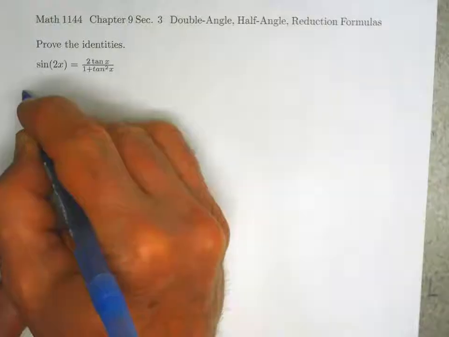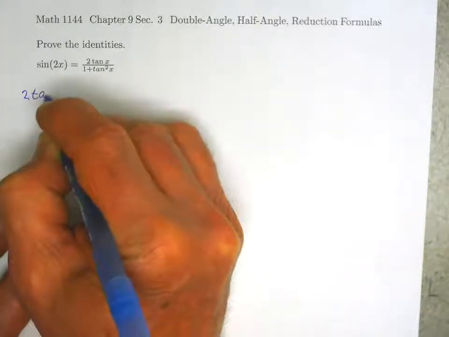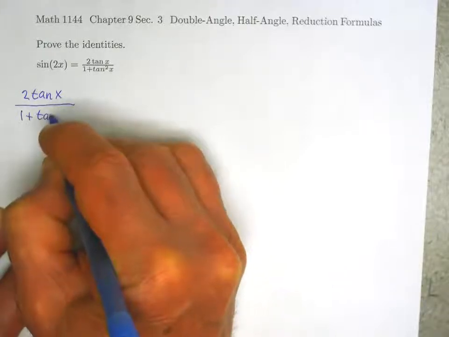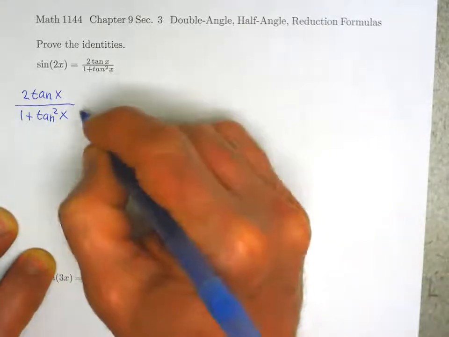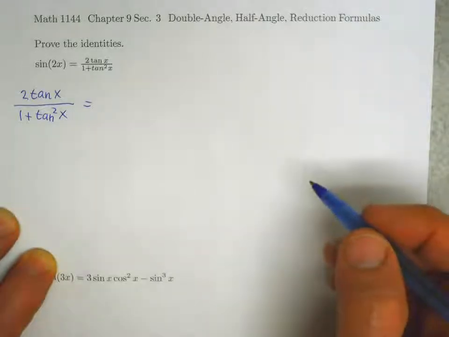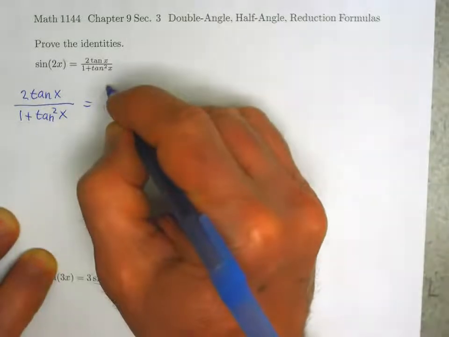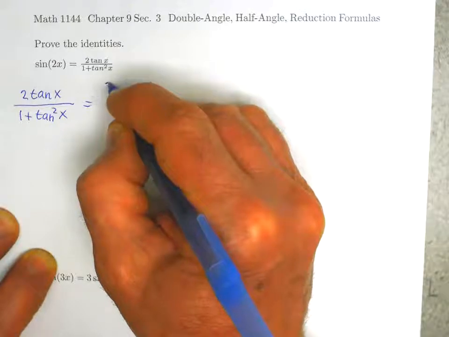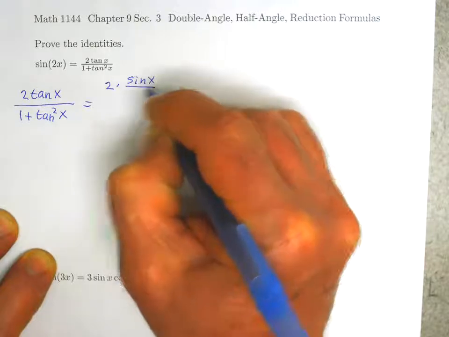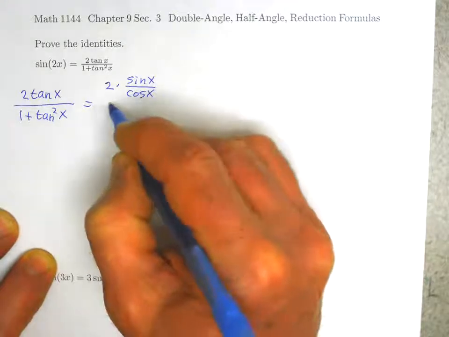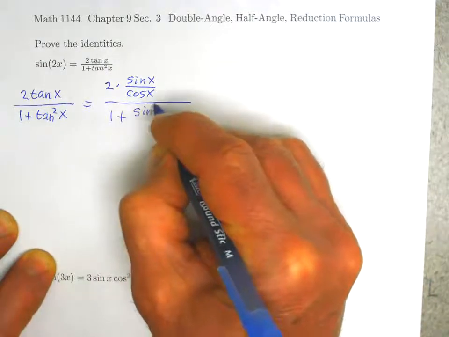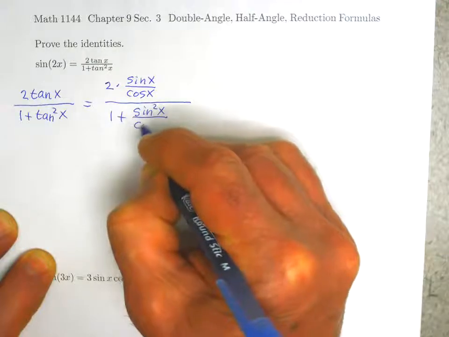So I'll rewrite the right-hand side, 2 times tangent of x divided by 1 plus tangent of x squared. And then we'll rewrite each of the tangents in terms of sine and cosine. So in the numerator, we get 2 times sine of x divided by cosine of x. And in the denominator, 1 plus sine of x squared divided by cosine of x squared.